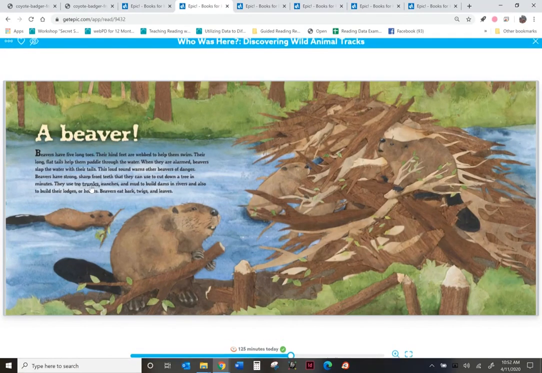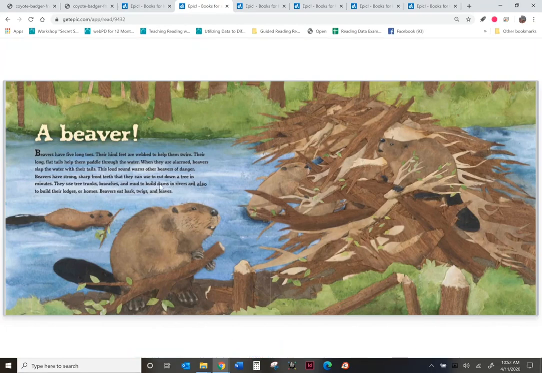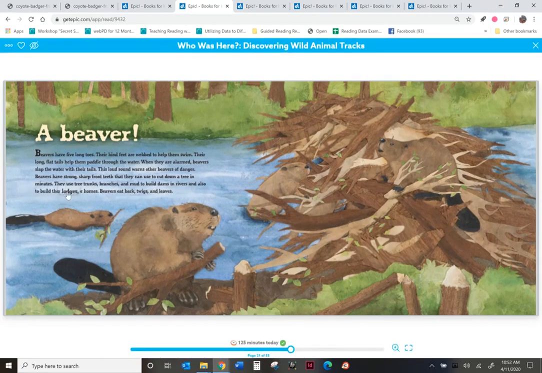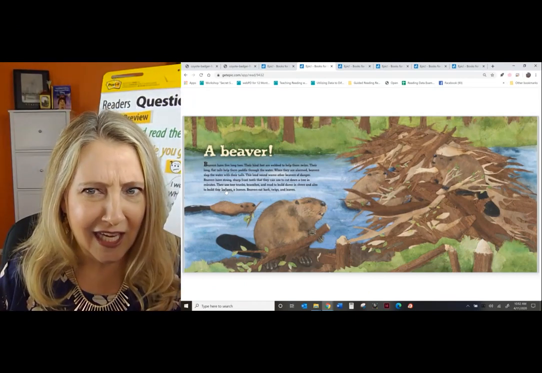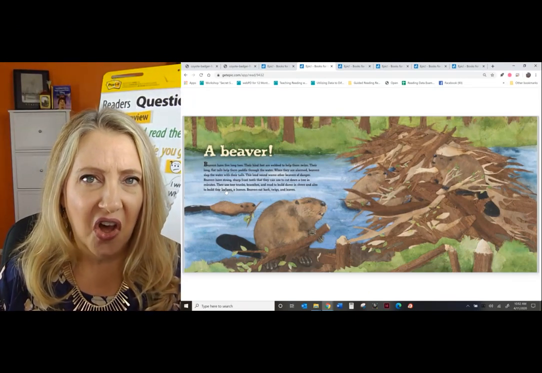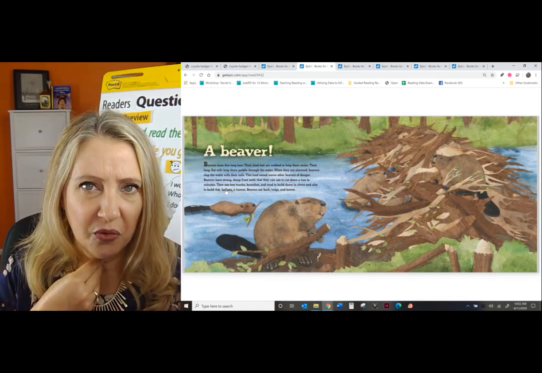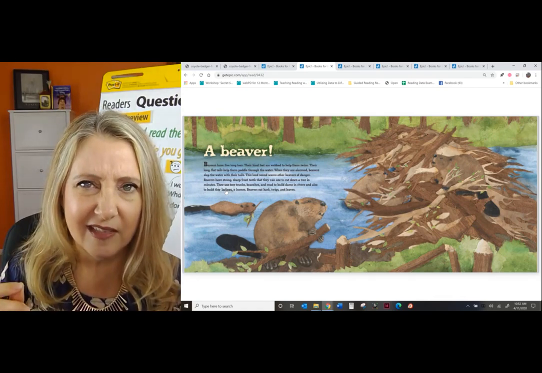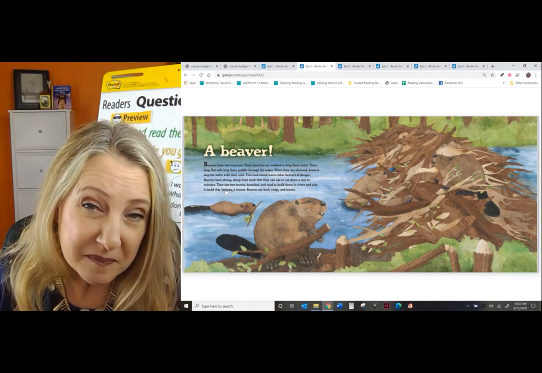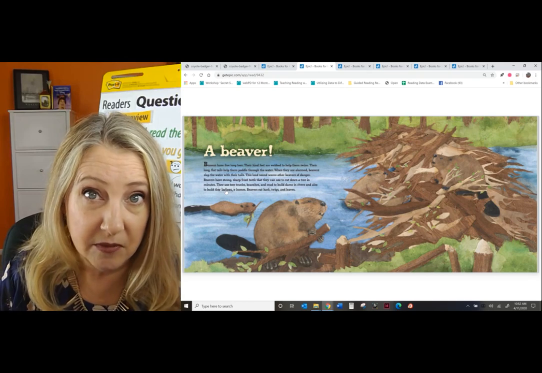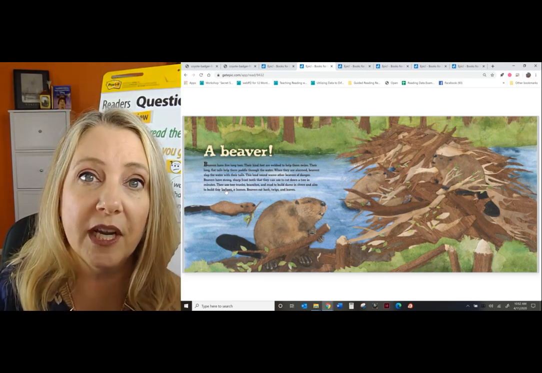They use tree trunks, branches, and mud to build dams and rivers, and also to build their lodges. Lodges? What's a lodge? Like a lozenge in their throat? No, that doesn't seem right. Okay, so we could check the picture. Okay, it's a bunch of sticks. Is that what a lodge is? Is there a glossary? Nope. What are we going to do?